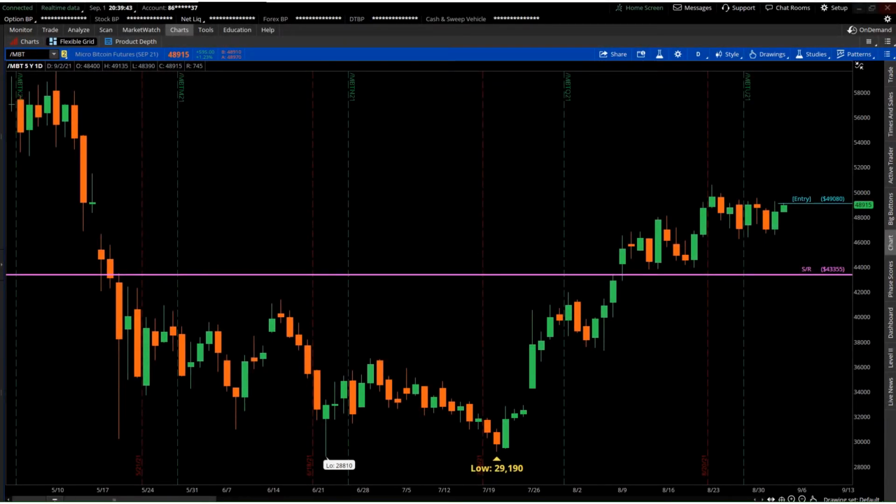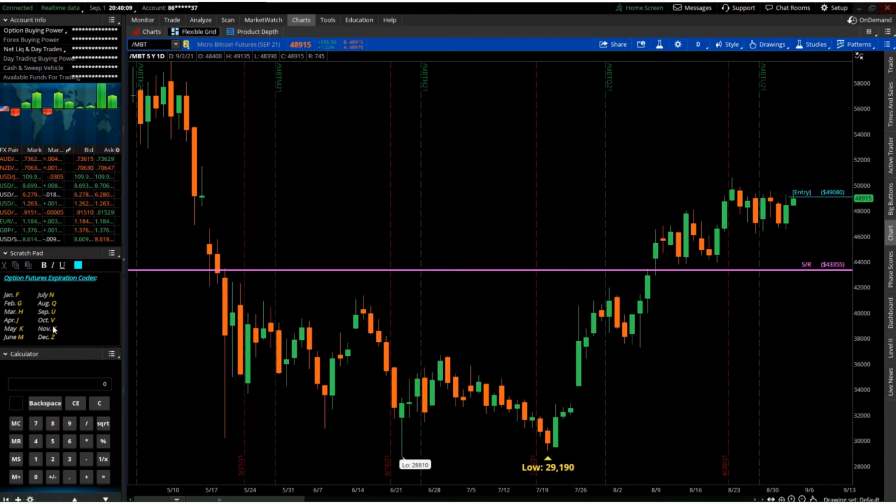Today is September 1st and it's 8:39 p.m. Eastern Time. And this is the daily chart for the micro Bitcoin futures. Ticker symbol is MBT. And this is regarding the September contracts. So that's MBT U21. U is the futures designation for the September contracts.